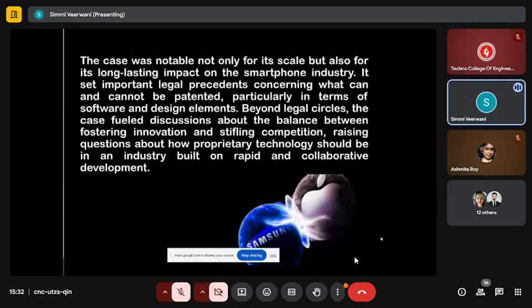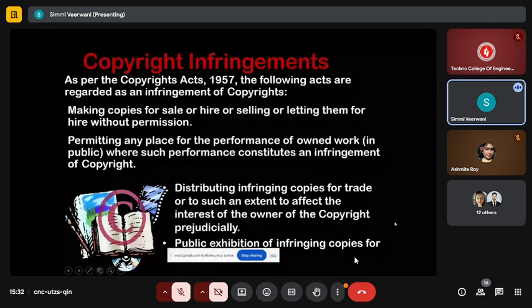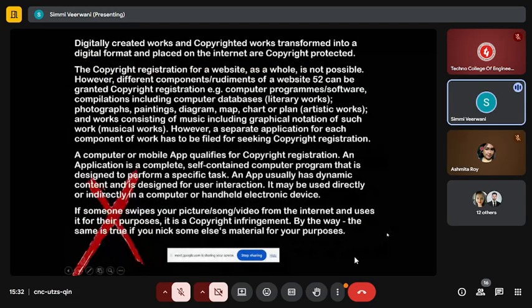As per the Copyright Act 1957, the following acts are regarded as infringement of copyright: making copies for sale or hire, selling or letting them for hire without permission, permitting any place for the performance of the work, distributing infringing copies for trade or to such an extent as to affect the interest of the copyright owner, and public exhibition of infringing copies for sale. Digitally created works and copyrighted works transformed into a digital format are also protected.